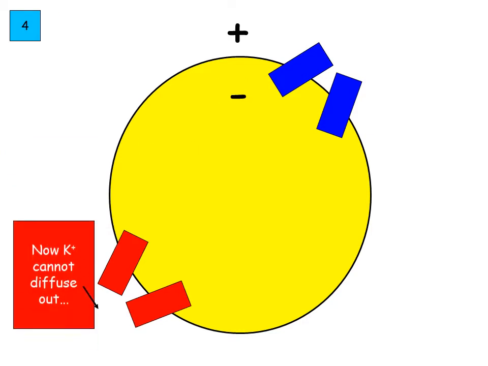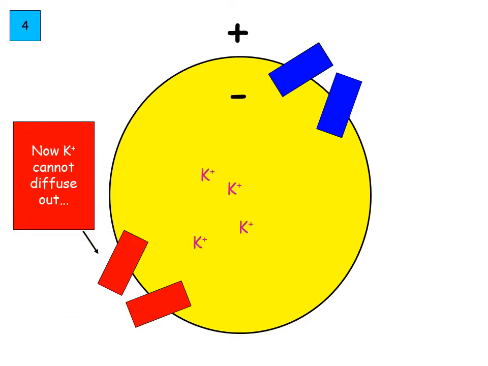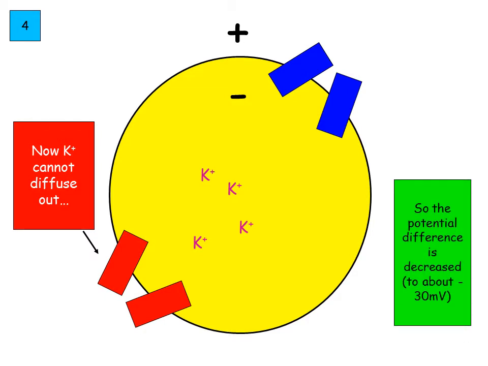So now the potassium channels are shut. The potassium ions, which normally would move out of the cell, are unable to do so. So now these positive potassium ions are basically stuck in the cell. It actually reduces the potential difference, the charge difference across the membrane, from minus 70 millivolts to minus 30 millivolts.